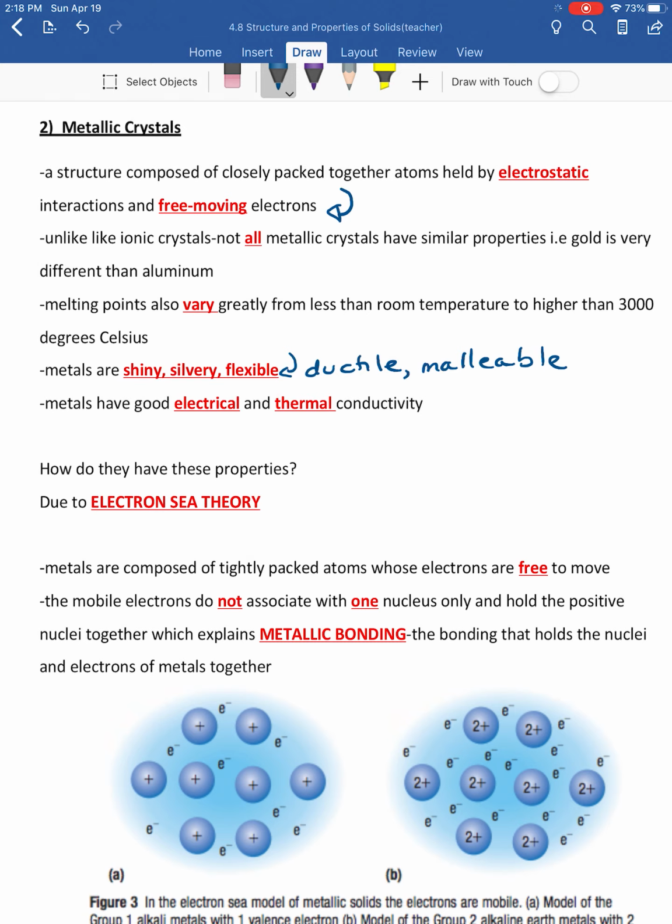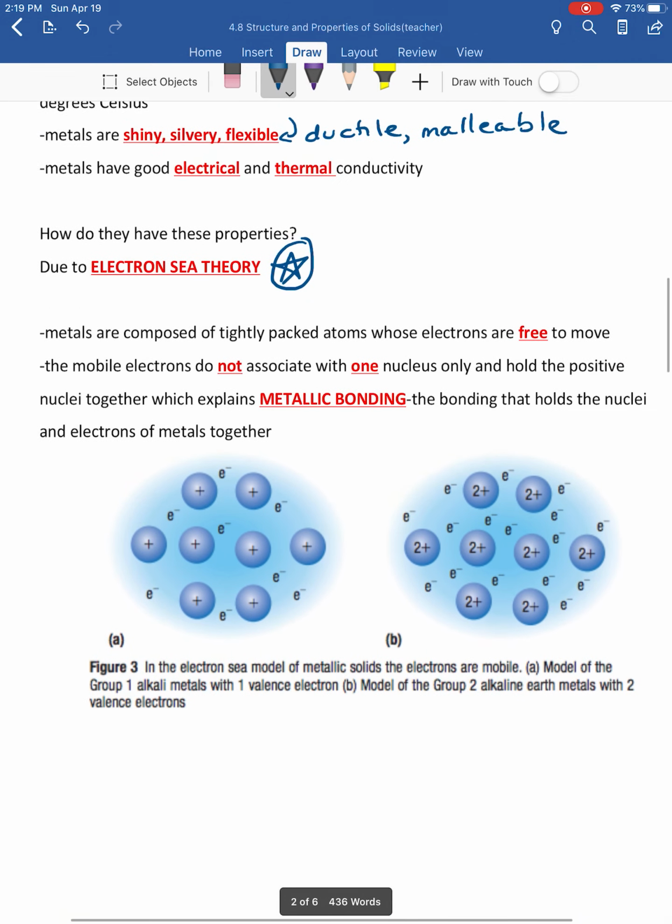Okay, we can change their shape. Also, they can conduct electricity and they can conduct heat, and we'll explain why that happens because of a theory, and this is an important one, all right? Importante. It's the electron sea theory. So I'm just going to scooch this up.